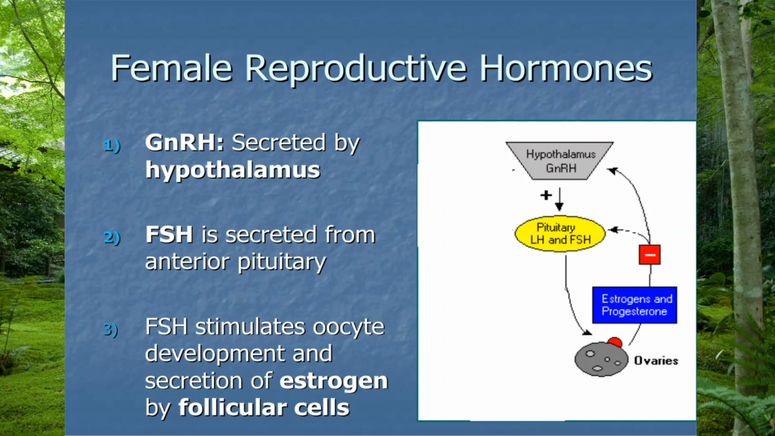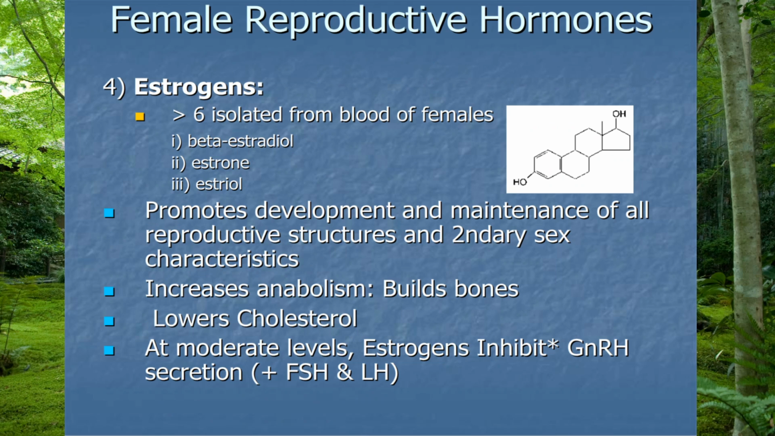So FSH is produced by the anterior pituitary, and it travels to the gonads, specifically the ovaries, where it's going to stimulate production of estrogen by our follicular cells. Now, estrogen is probably a hormone that you're very familiar with, but in truth it consists of greater than 6 different hormones, including beta-estradiol, estrone, and estriol.